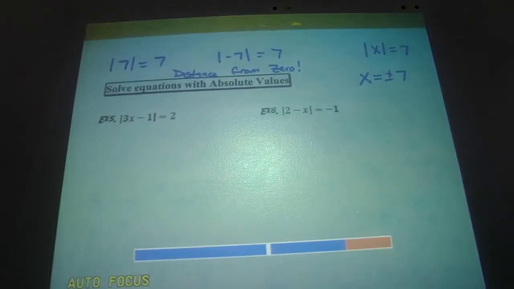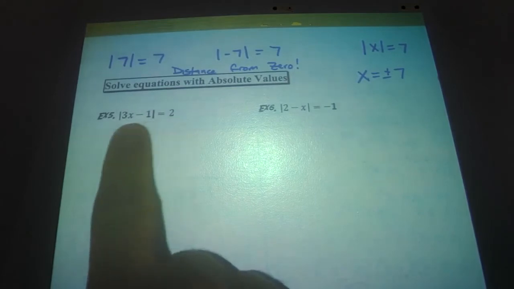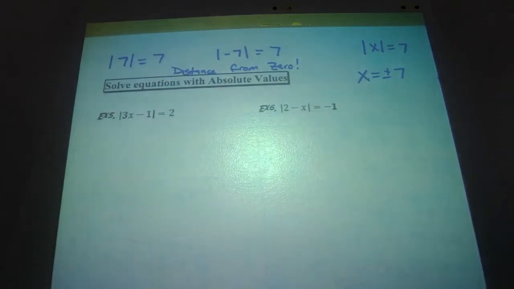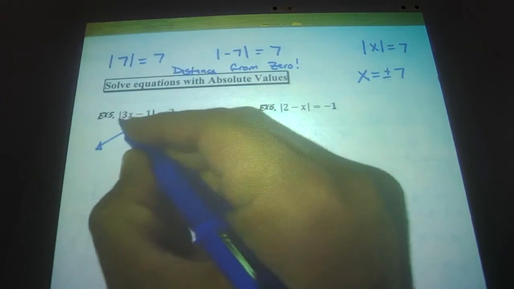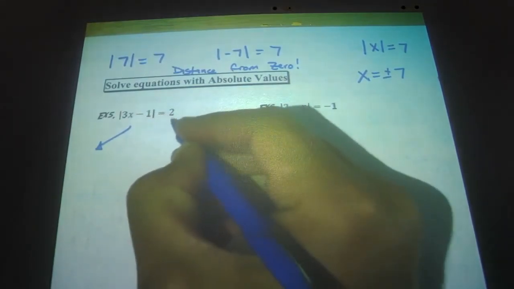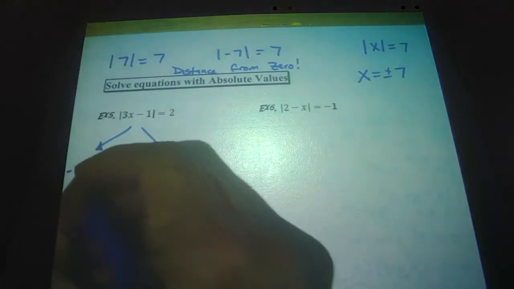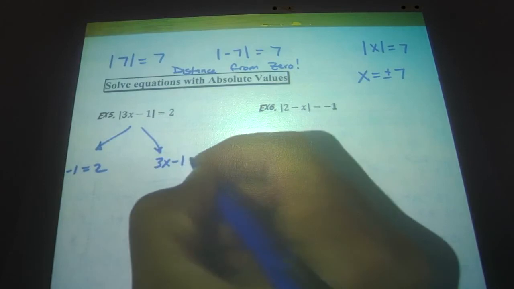We're trying to get that absolute value all by itself. Okay? We're trying to get that guy all by itself and then set up two equations. So, for example 5, I've got the absolute value of 3x minus 1 equals 2. That's 3x minus 1 equals 2. And 3x minus 1 equals -2.